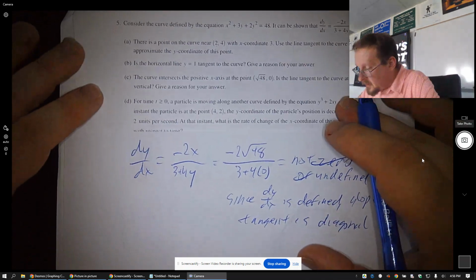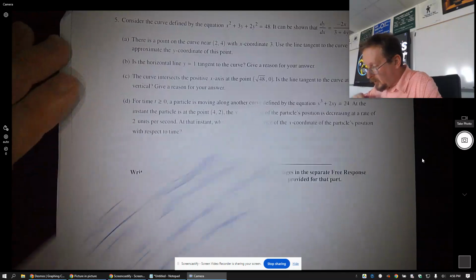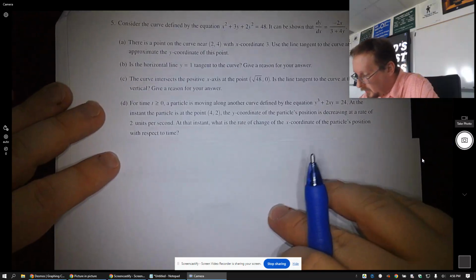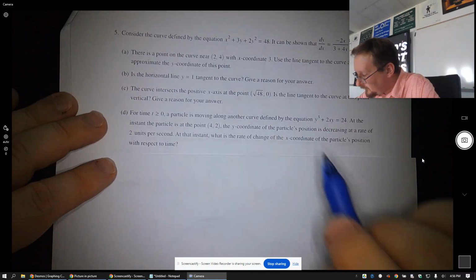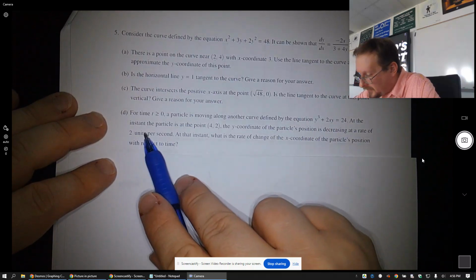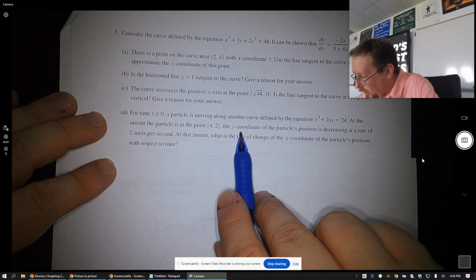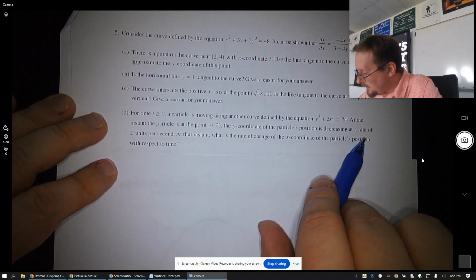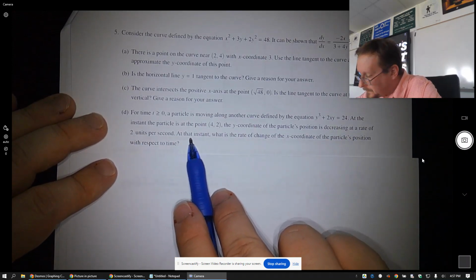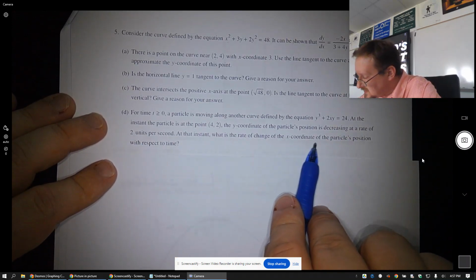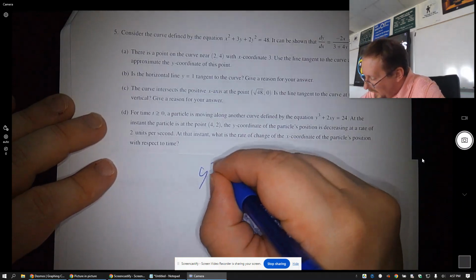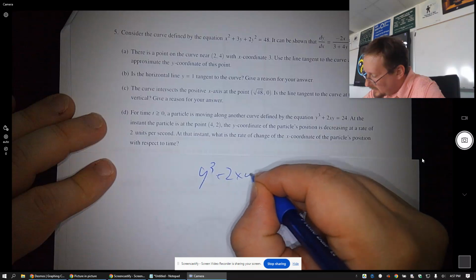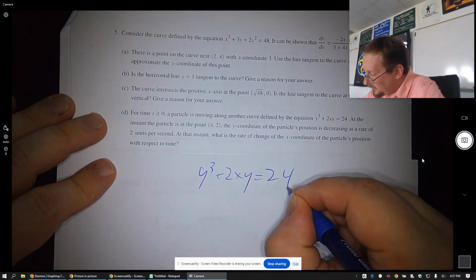All right. Oh, no, it's particle motion. For time greater than 0, a particle moving along another curve is defined by y cubed plus 2xy equals 24. At the instant the particle is at this point, the y-coordinate of the particle's position is decreasing. It's a related rates problem. 2 units per second. At that instant, what is the rate of change of the x-coordinate?